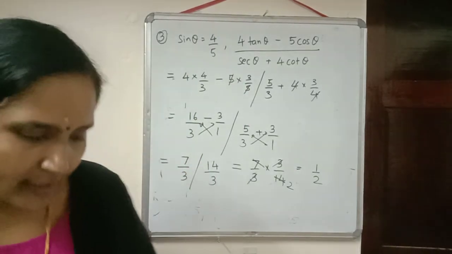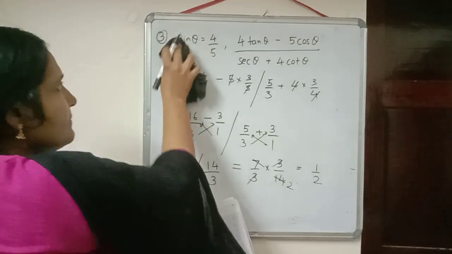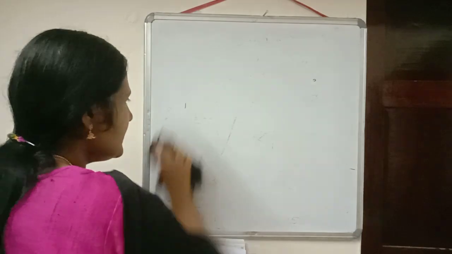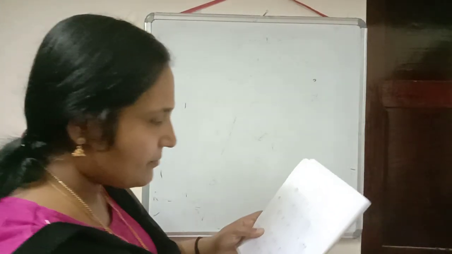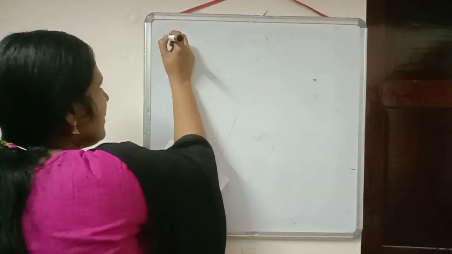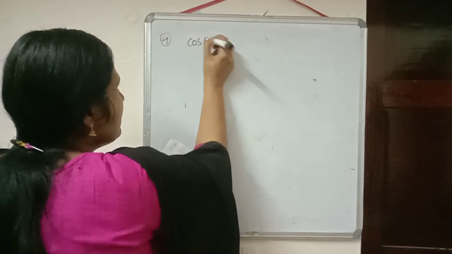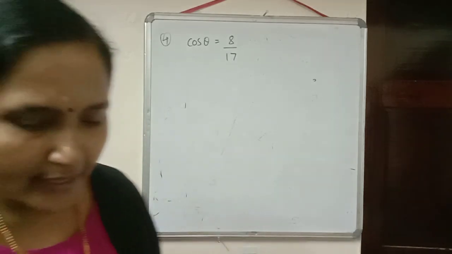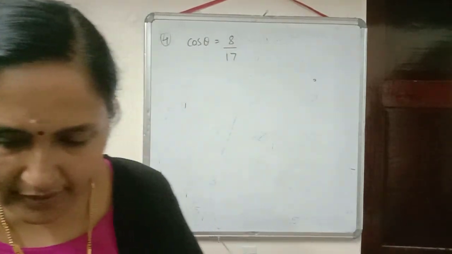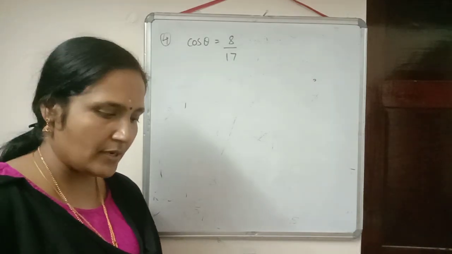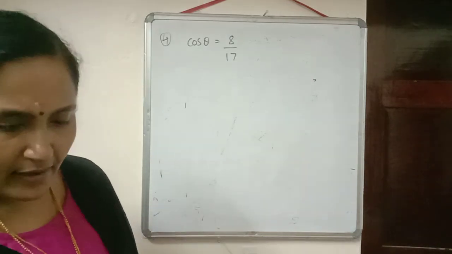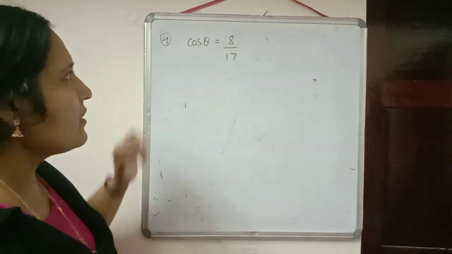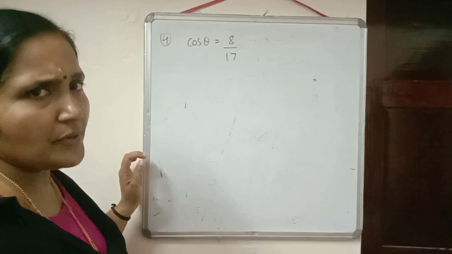So now write the next question. Just write down, if cos theta is equal to 8 by 17, find all other trigonometric ratios. Once again I am saying the question. If cos theta is equal to 8 by 17, find all other trigonometric ratios. Only cos theta is given, rest all we have to calculate.